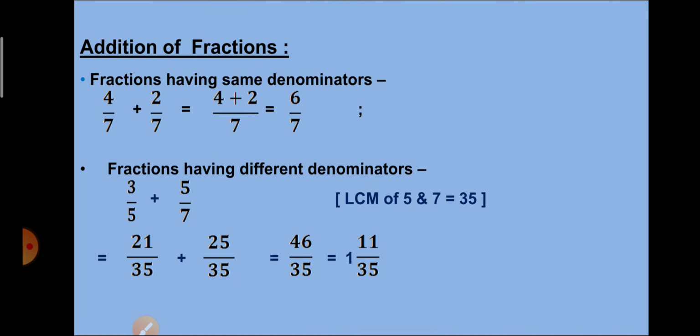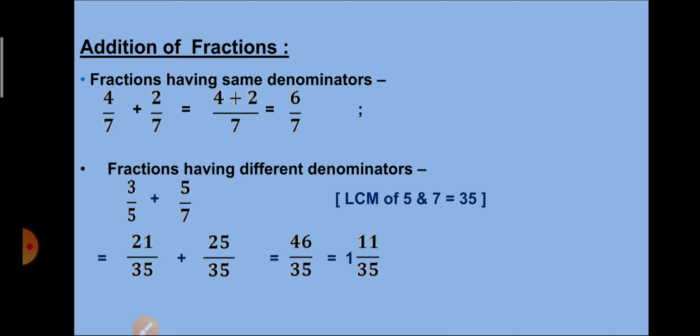Addition of fractions. Fractions having the same denominator. If we have the same denominator, in that case you just simply need to add the numbers on the top. So what is the number on the top? 4 plus 2 is 6. So this becomes 6 upon 7.